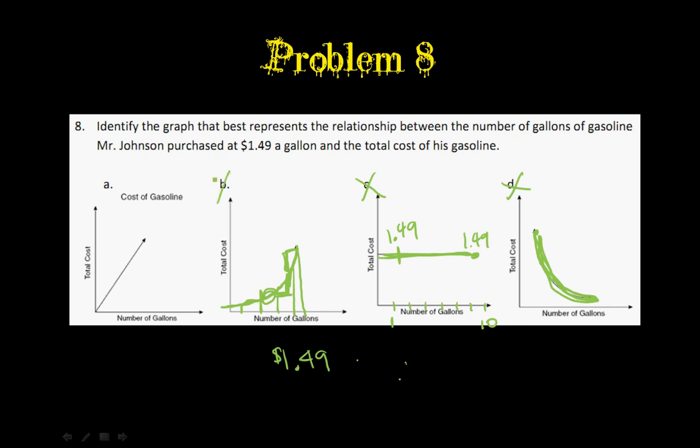That doesn't make any sense. They're all the same price. So A is the only one that makes sense. If you buy 1 gallon, you pay this. If you buy 2 gallons, you pay double. If you buy 3 gallons, you pay triple, etc. So A is the correct answer.